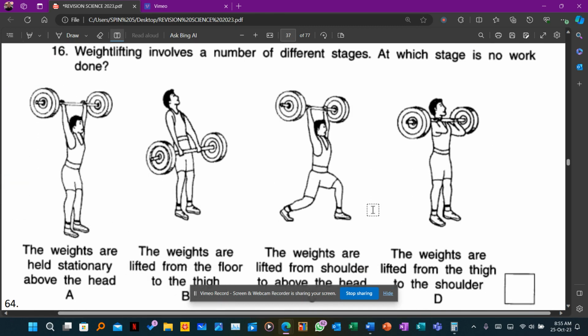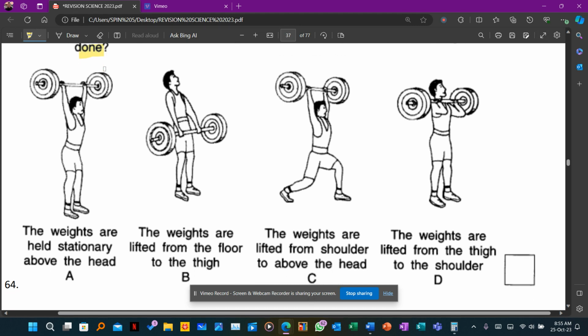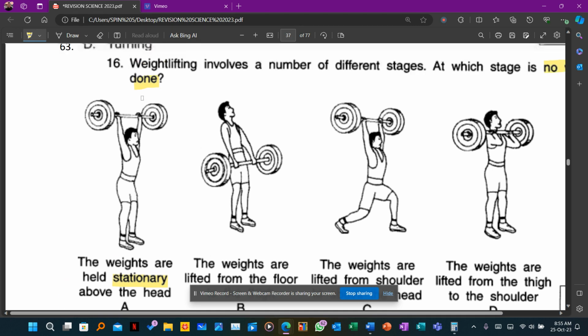Next one, this one is a critical thinking question. It's asking, there are four stages in weightlifting, and where there is no work done. So you have to look for the word stationary. Stationary means not doing anything. Why is this one not work done, sir? Even though he's holding the weight up.